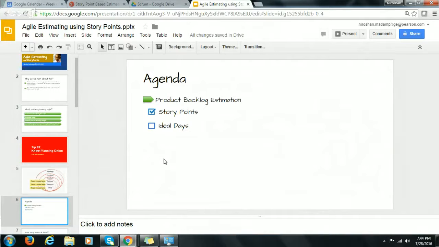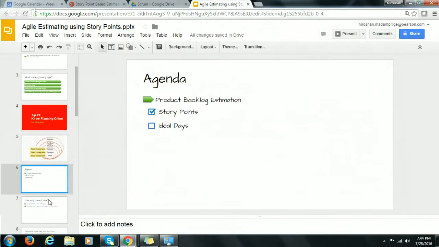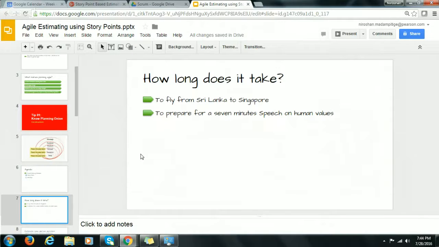So agile teams use two different ways in order to estimate a product backlog. Number one, story points. Number two, ideal days. Hopefully, you all are familiar with these two concepts. Let's take a look at each concept. Let's have a look at these two examples and see how we are going to do this estimation.